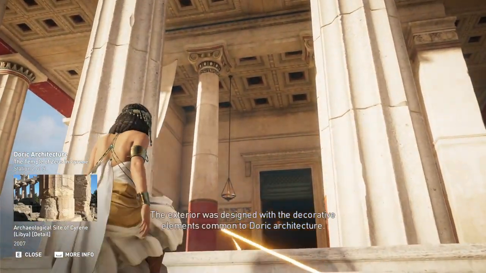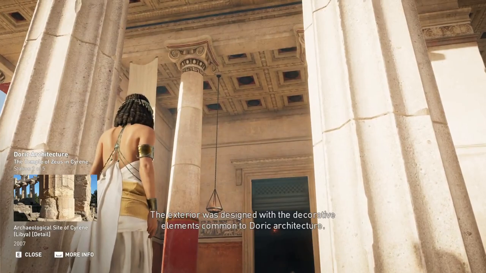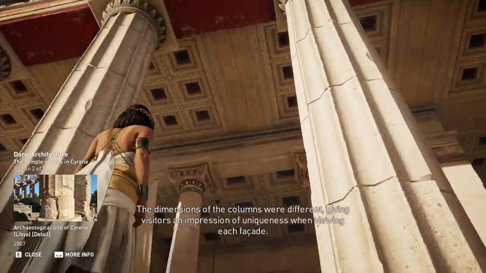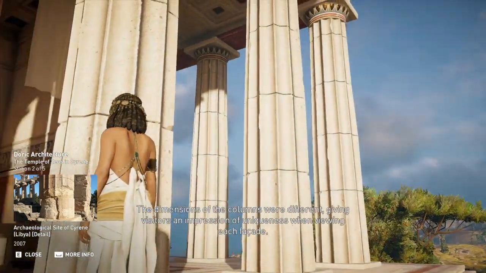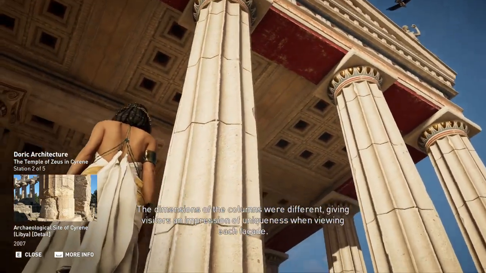The exterior was designed with the decorative elements common to Doric architecture. The dimensions of the columns were different, giving visitors an impression of uniqueness when viewing each facade.